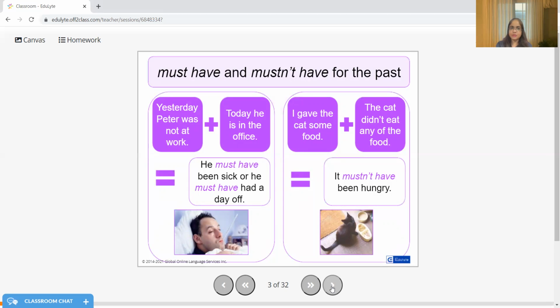And the second scenario: I gave the cat some food. The cat did not eat any of the food. It must not have been hungry. So on both sides I am talking about the past tense.